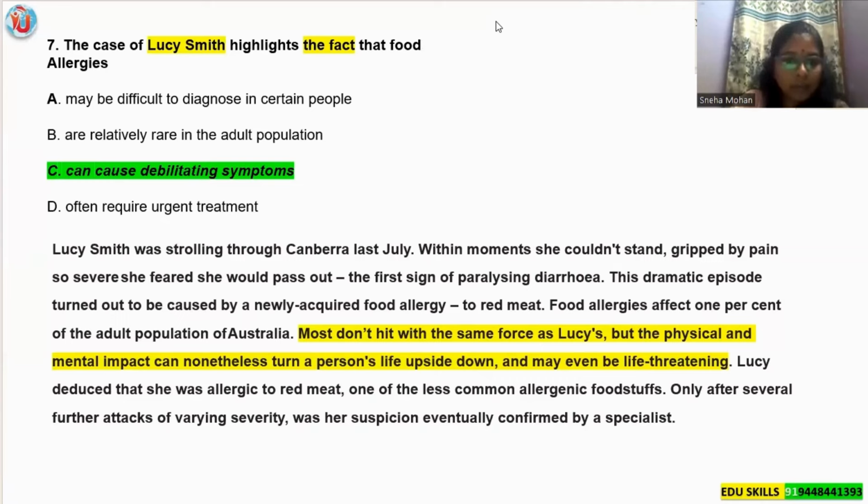So what is it highlighting? That the physical and mental impact can turn a person's life upside down, and it may be life-threatening. So it is the same meaning as debilitating symptoms. It weakens the person, and the person's physical and mental status will be impaired. So synonymous language has been used here, and the sentence is paraphrased too. I hope all of you have understood how I derived the correct answer. Yes, we'll move on to the next question, that is question number 8.